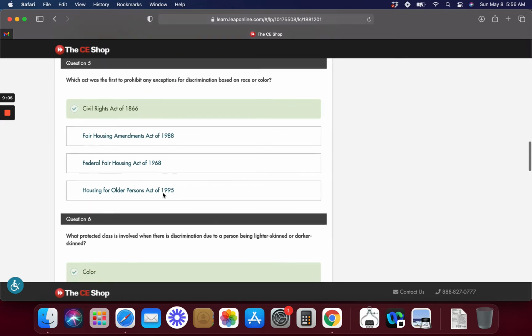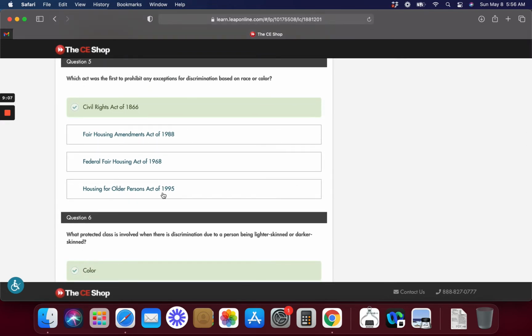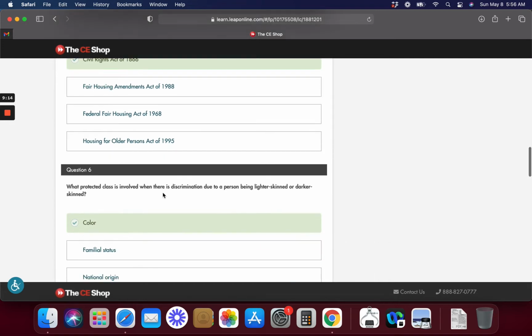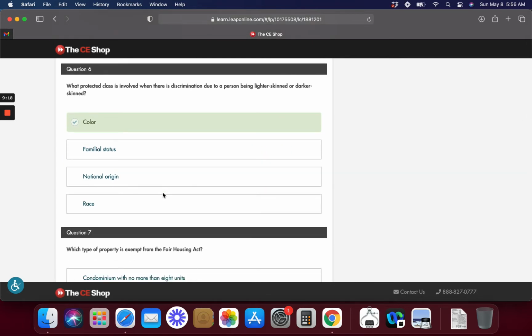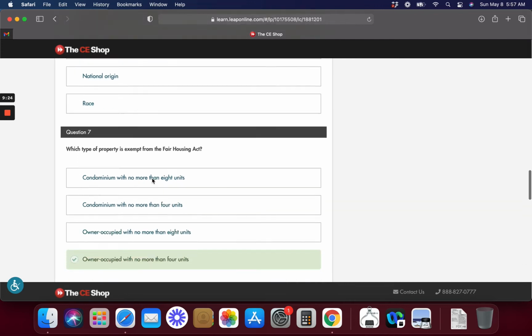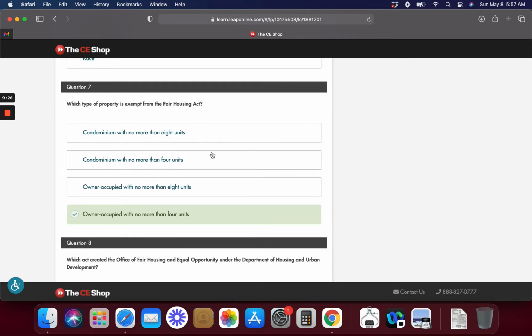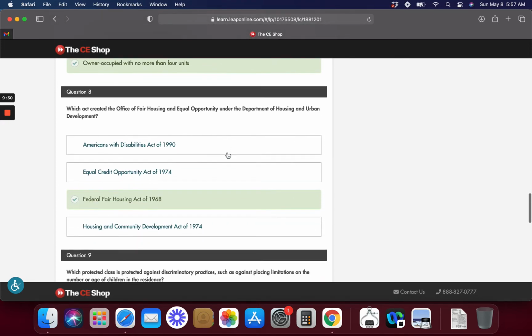Which act was the first to prohibit any exemptions for discrimination based on race or color? Of course, that was our Civil Rights Act. And we had plenty more acts that added on to that after that. Which protected class is involved in discrimination due to the color of your skin? What would be color? Is it lighter? Is it darker? Which type of property is exempt from fair housing? Owner-occupied with no more than 4 units.